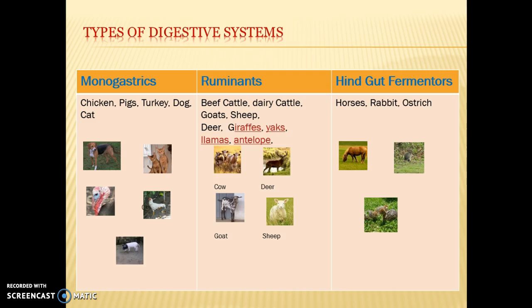Now there are different types of digestive system in animals, and basically there are three types: monogastric, ruminant and hindgut fermenters. Chicken, pig, turkey, dog and cat come under the monogastrics, whereas beef cattle, dairy cattle, goat, sheep, deer, yak and antelopes come under the ruminants. And the third category is hindgut fermenters, like horses, rabbits and ostriches.